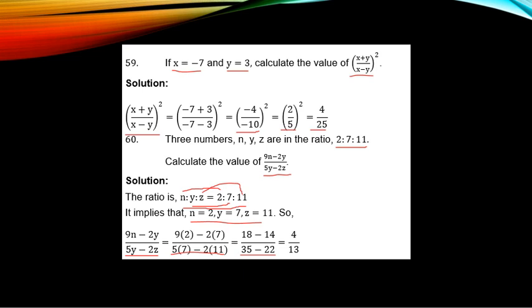If you subtract, you have 4 all over 13. 4 over 13. You can see that. Mathematics in simplest form.